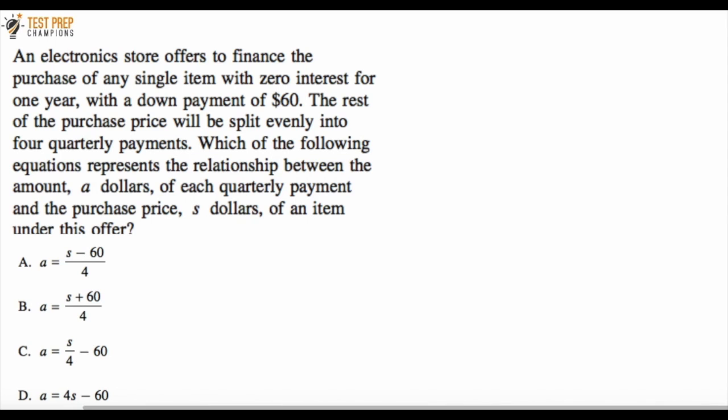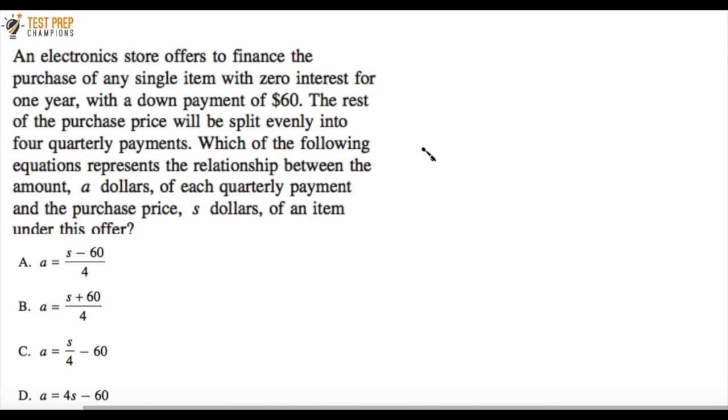An electronics store offers to finance the purchase of any single item with 0 interest for 1 year with a down payment of $60. The rest of the purchase price will be split evenly into 4 quarterly payments. Which of the following equations represents the relationship between the amount A dollars of each quarterly payment and the purchase price S dollars of an item under this offer? Is it A, B, C, or D? So let's have you pause the video, try to figure this out, and then when you're ready, we'll go over the answer. So let's use me for an example here.